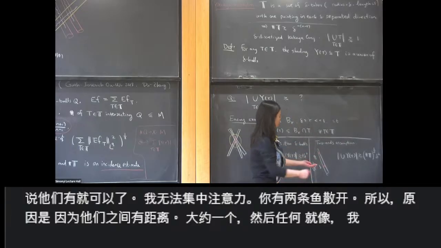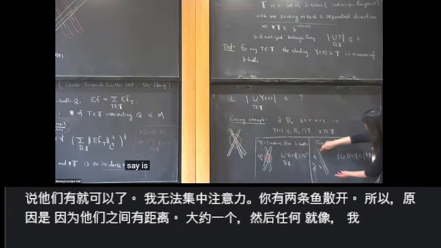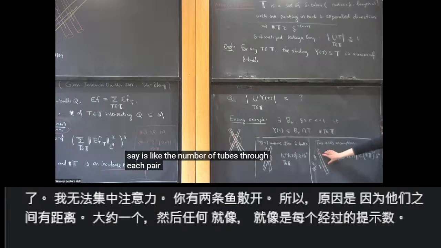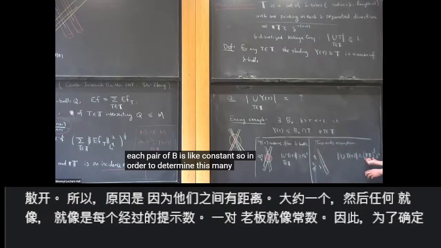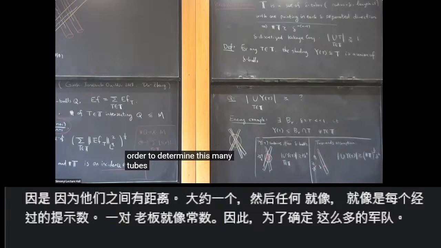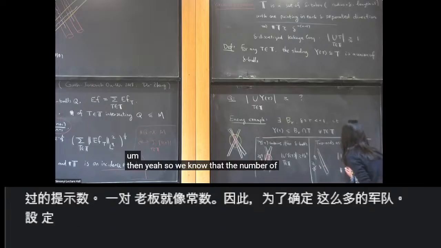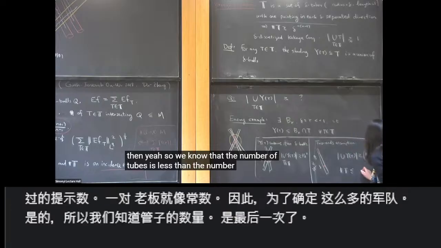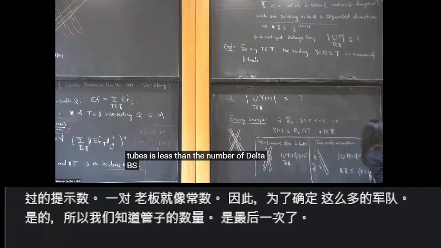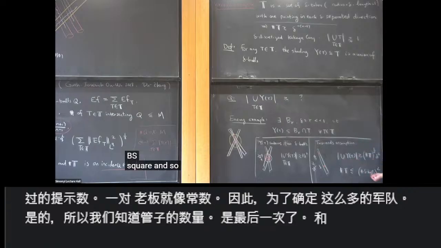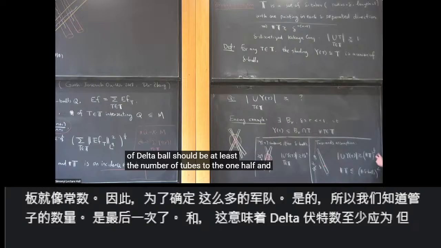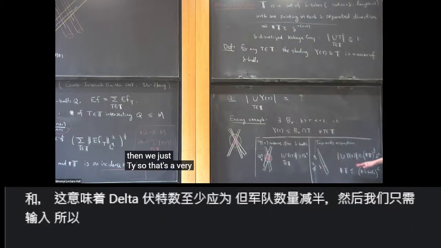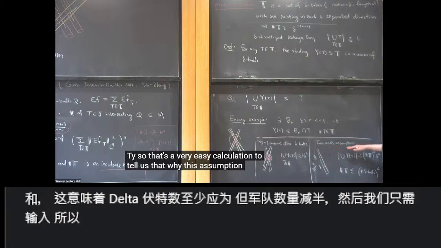then the number of tubes through each pair of balls is like constant. So in order to determine this many tubes, we know that the number of tubes is less than the number of delta balls squared. And this means that the number of delta balls should be at least the number of tubes to the 1/2, and then we just type it. So that's a very easy calculation to tell us why this assumption is nice.